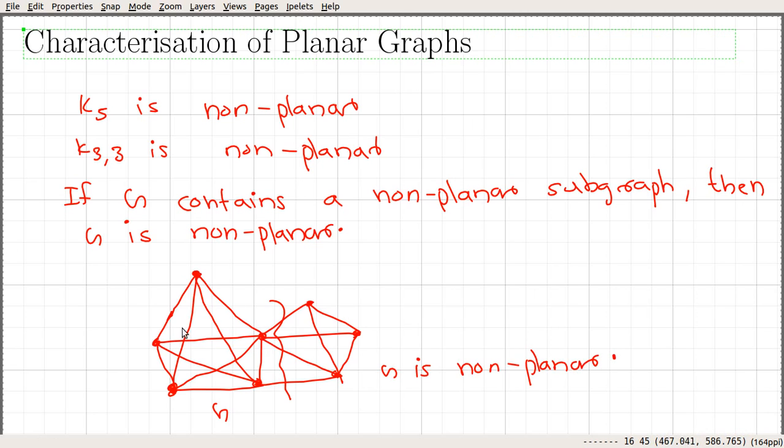As I said, if you assume that this particular graph is planar, then there is a plane drawing. You take that plane drawing and delete these 3 vertices and these edges. Then the remaining plane graph corresponds to a plane drawing of K5. But we know that K5 is non-planar, so that is not possible, and that says this graph is also non-planar. So if G contains a non-planar subgraph, then the graph G is non-planar. This graph has K5 as a subgraph, so it is non-planar. Similarly, if a graph contains K33 also, the same kind of argument is applicable.